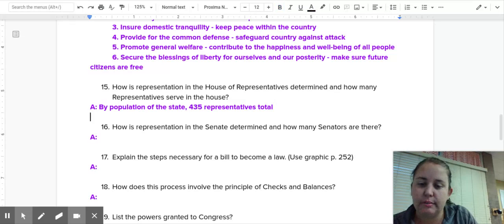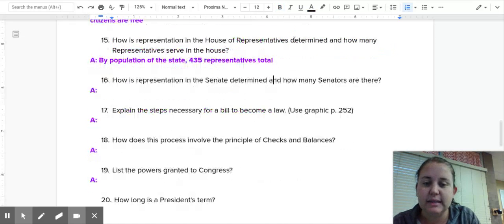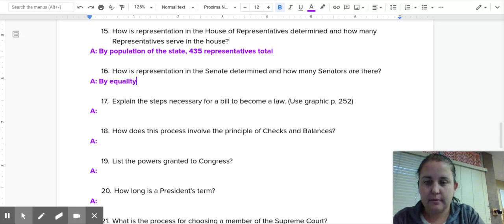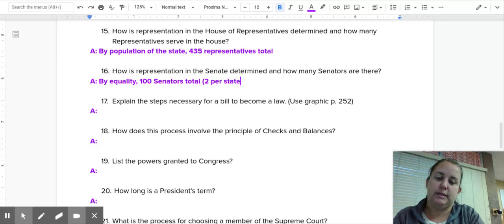Okay, same question, number 16, but now it's for the Senate. So how is representation determined in the Senate? It is determined by equality. There are 100 senators total, and that is 2 per state. So that is completely equal.